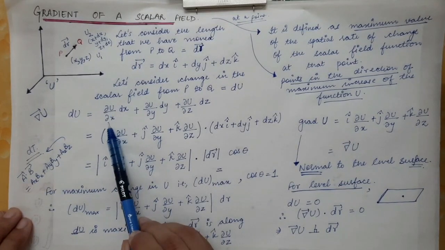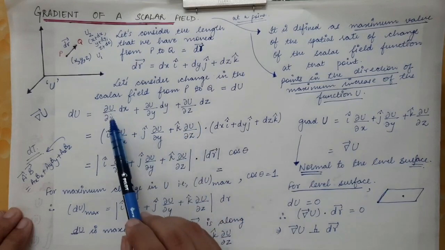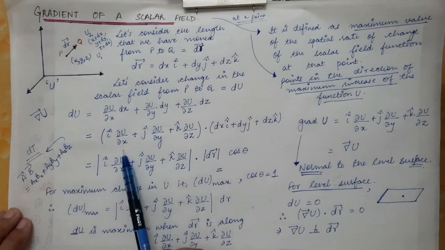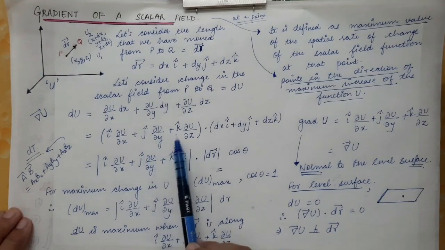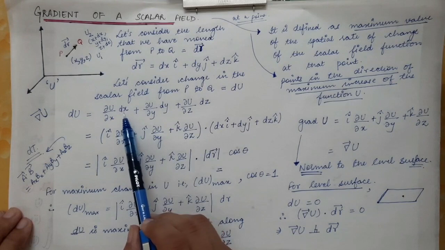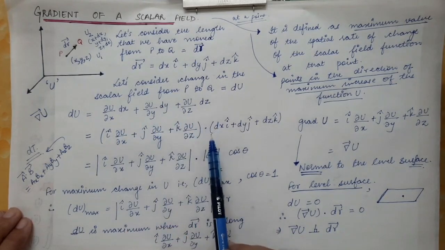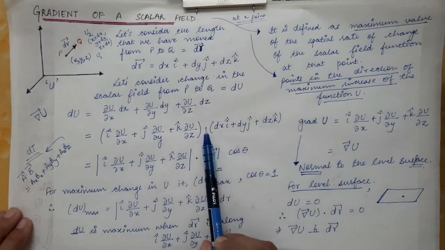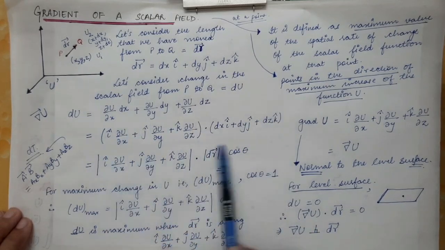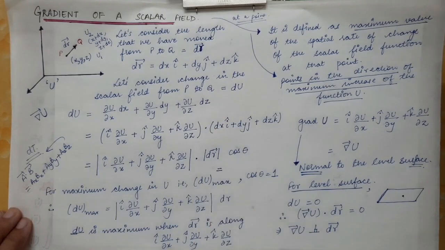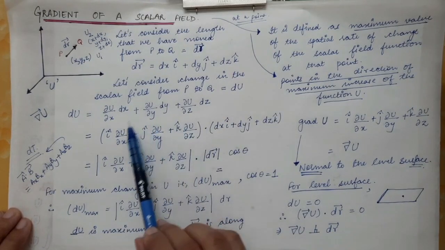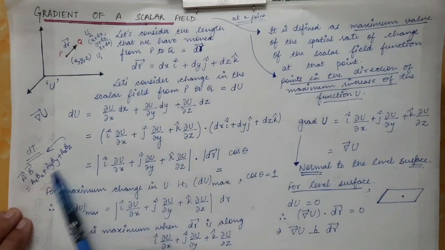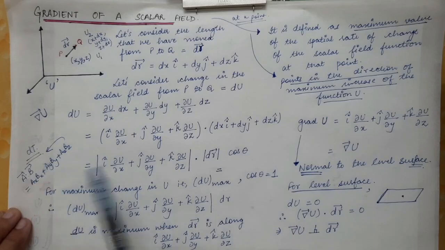So here we have del u by del x, del u by del y, del u by del z. We will write this term in the form of a vector: i cap del u by del x plus j cap del u by del y plus k cap del u by del z, and the components dx, dy, dz can be written as dx i cap plus dy j cap plus dz k cap, with the dot product. On solving this expression you will get the previous equation. This is how we separate the components, the vectors. So from this equation we have gone in the reverse manner.